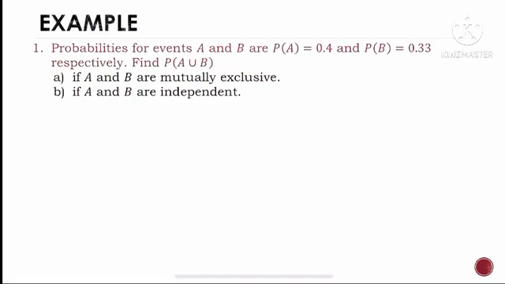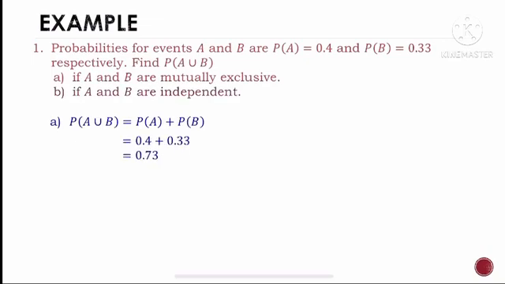Example 1 is given P(A) and P(B). We want to find P(A ∪ B). If A and B are mutually exclusive, then P(A ∪ B) equals P(A) plus P(B) only because P(A ∩ B) equals 0. Then substitute the values and calculate the answer.